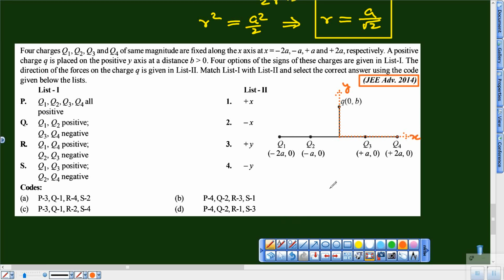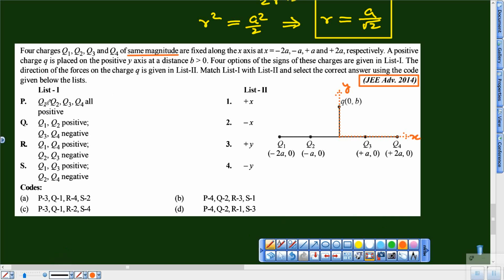They're all equal. You can see here they're all the same magnitude. Not equal, equal would be the wrong word because they may be different in sign. Same magnitude. Now they're saying that you have to match list 1 with list 2.